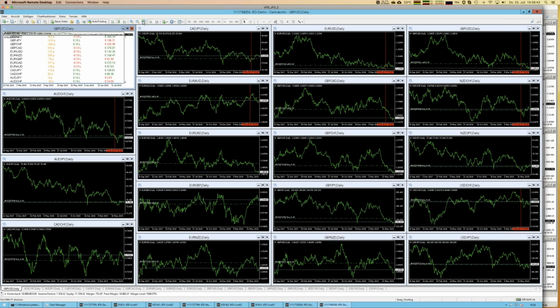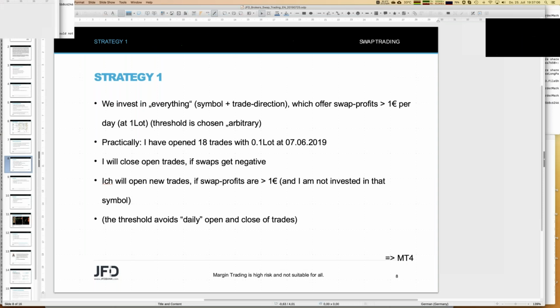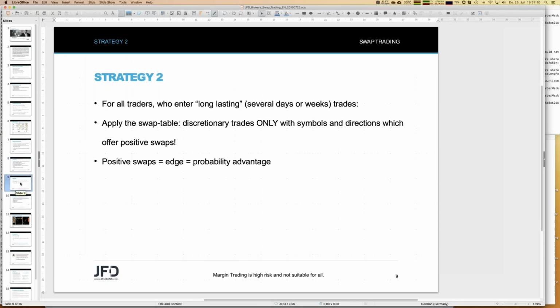And that was, let's say, brute force. I have just invested, without any additional logic or investigation, in those 18 with positive swaps bigger than €1 per night per one lot trade. That was all. And it looks good. Let me explain some other ideas of what we can do with that kind of input of having positive swap values.